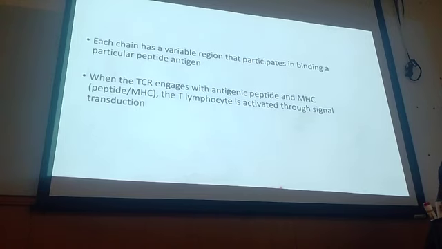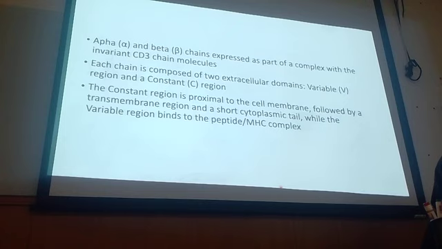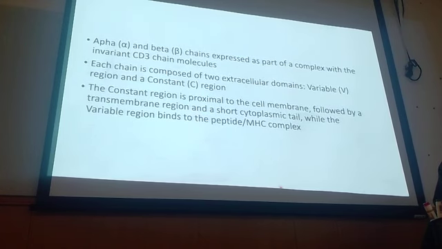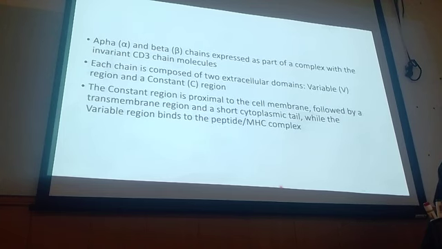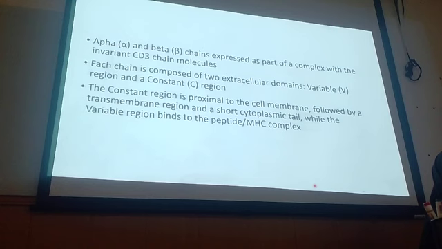Each chain, alpha and beta chain, has a variable region that participates in binding a particular peptide antigen. When TCR engages with the antigenic peptide and MHC peptide complex, the T lymphocyte is activated through signal transduction. I will show you this in the picture. Alpha and beta chains are expressed as part of a complex with invariant CD3 chain molecules. Each chain is composed of two extracellular domains, a variable region and a constant C region. The constant region is proximal to the cell membrane, followed by a transmembrane region and a short cytoplasmic tail, while the variable region binds to the peptide MHC complex.